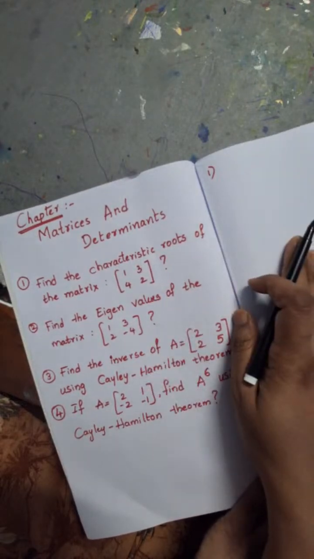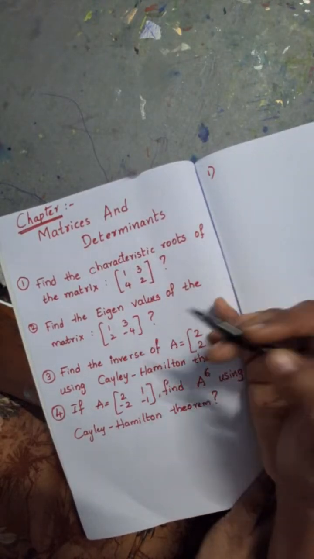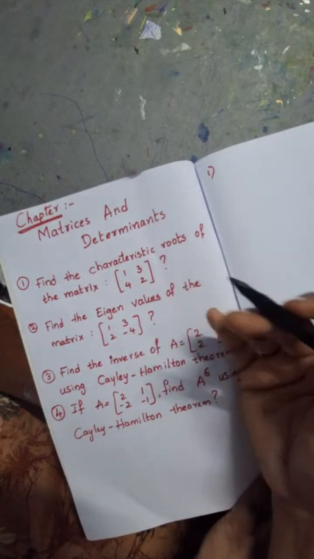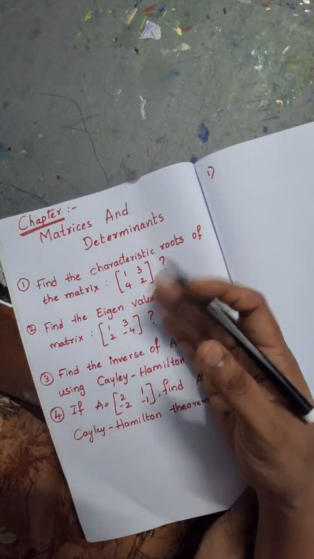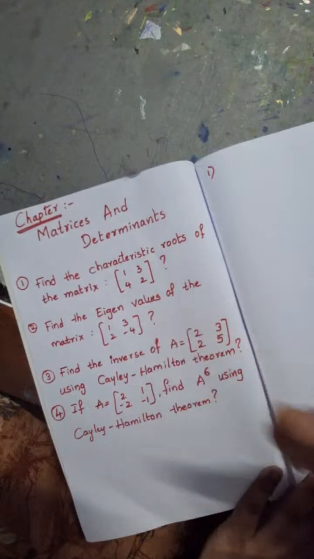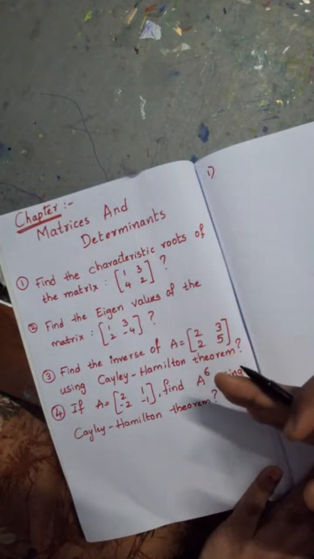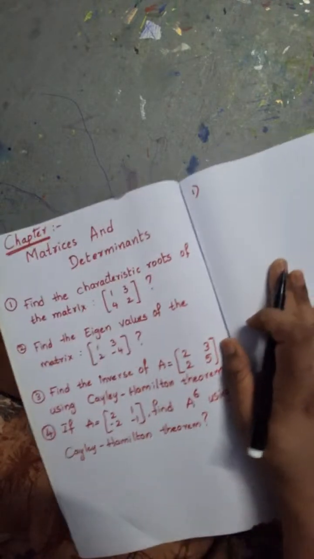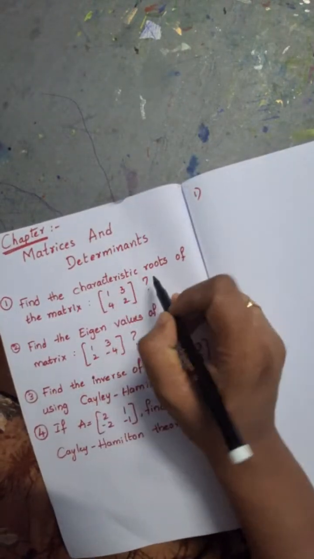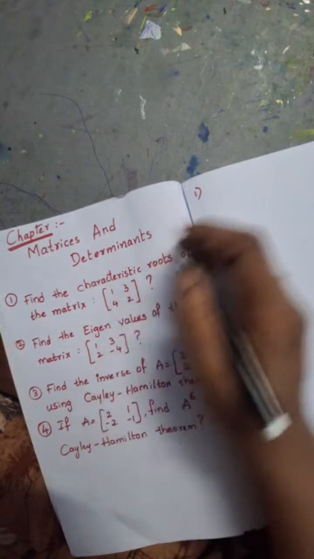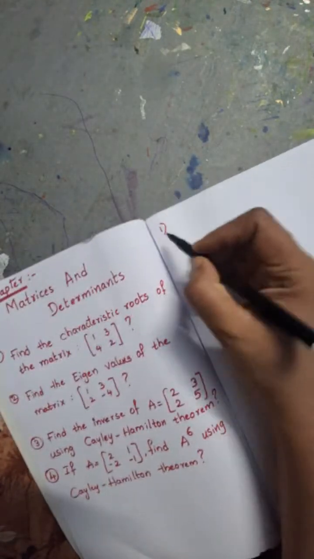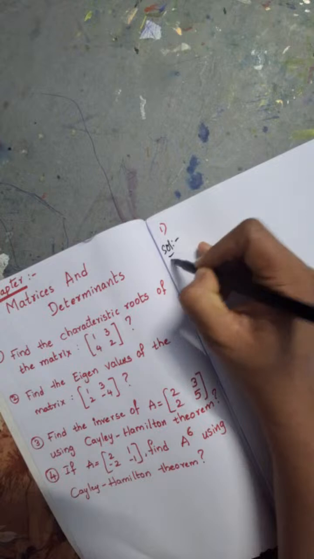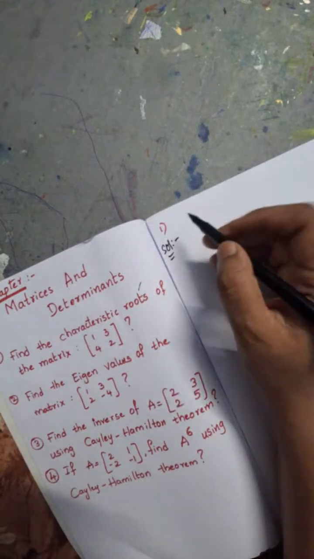So watch the complete video. Very important for every student. Matrices chapter: finding characteristic roots, eigenvalues, inverse and A power values using the Cayley-Hamilton theorem. Please watch the complete video. First question is find the characteristic roots of the matrix. Given matrix, first solution. Let's start the solution, children.